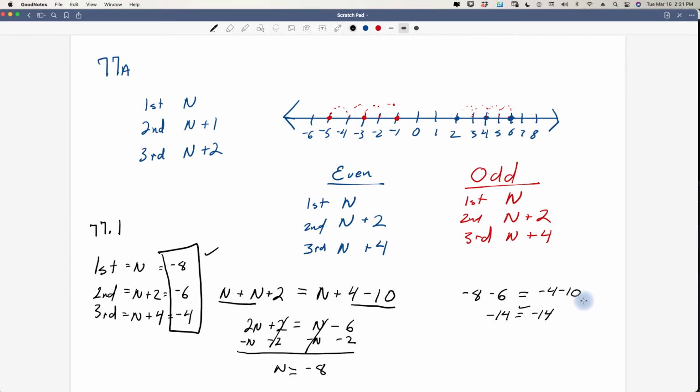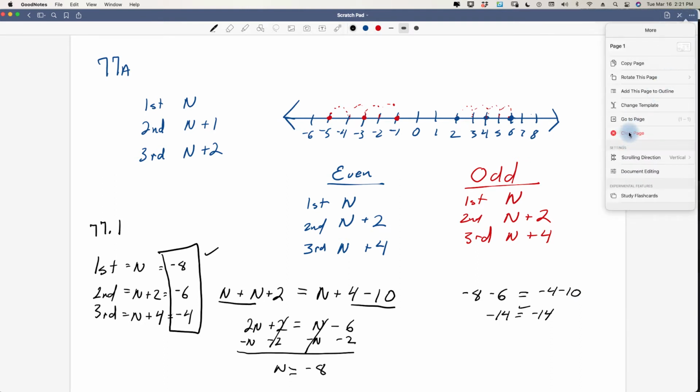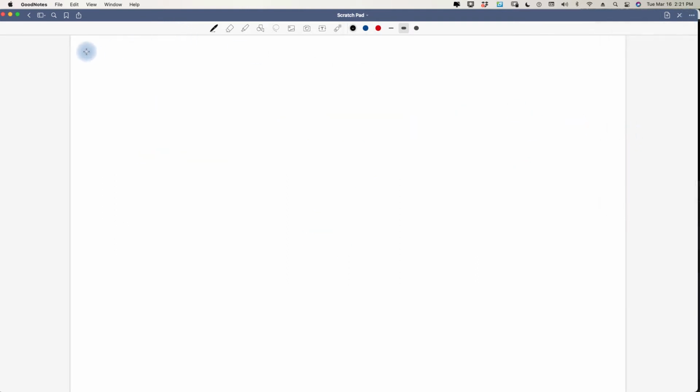All right. Moving on to 77.2. Find 3 consecutive odd integers. So 1, 2, 3. And they're odd, so they're going to skip. So it's n, n plus 2, n plus 4.